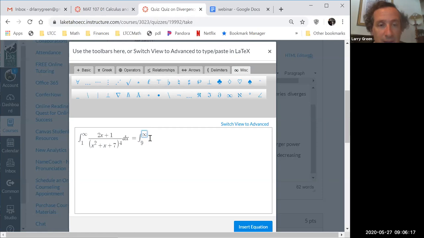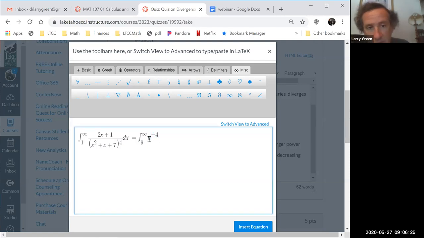So we can go from 9 to infinity, and this just becomes u to the -4 du. Isn't that pretty? And that's just equal to, again, the integral of u to the -4 is -1/3 u to the -3rd.